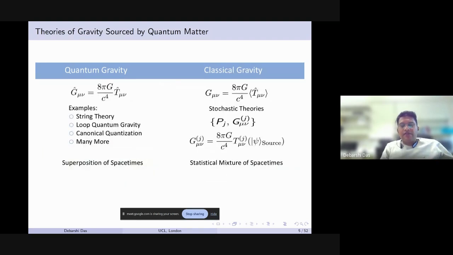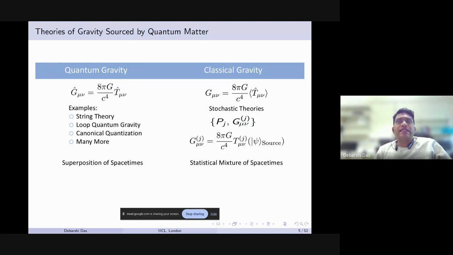So far, a lot of research has been done to construct various theories of quantum gravity. Mainly this part is more famous in the research community. But there are people who are still working on constructing a classical theory of gravity sourced by quantum matter. Until now, we don't know which theory is correct.